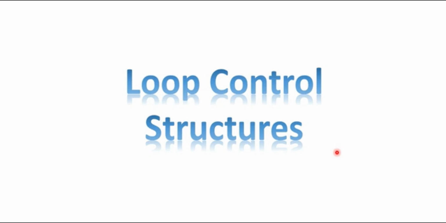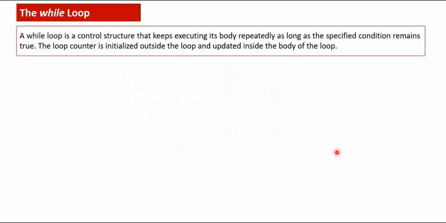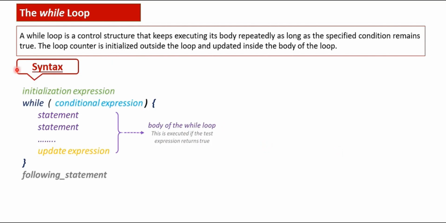Now in this session, we are going to discuss the next loop instruction, that is called while loop. A while loop is a control structure that keeps executing its body repeatedly as long as the specified condition remains true. The loop counter is initialized outside the loop and updated inside the body of the loop. Here is the syntax for while loop.